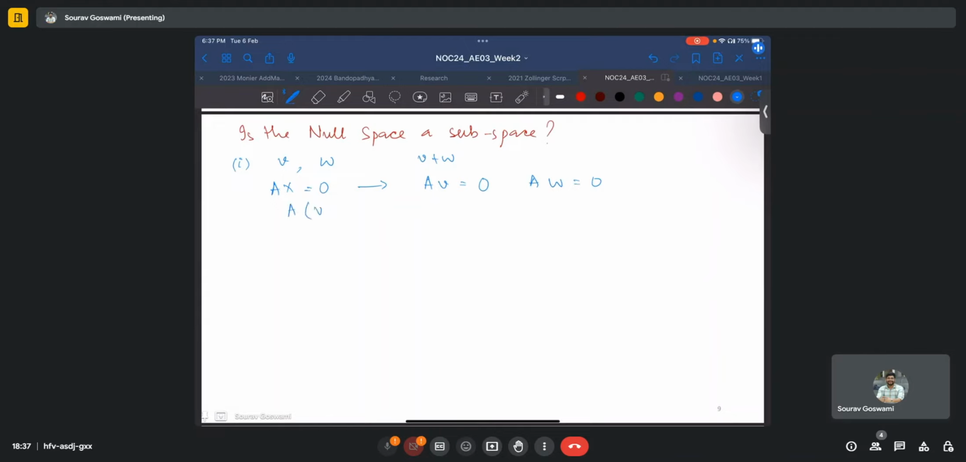So when we look at the element V plus W, we already looked at the associative properties of matrices in our previous session. So this breaks down to AV plus AW, which again individually is 0. So this is 0. So indeed A(V plus W) is also 0. Thus this also satisfies the definition of null space. So the first property is indeed satisfied.